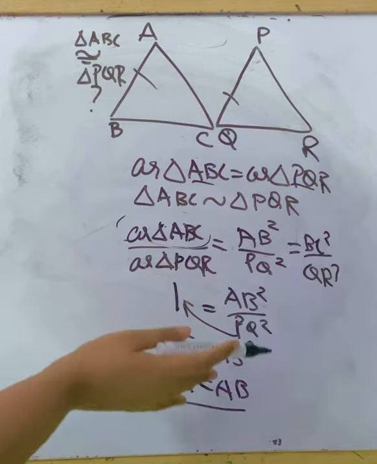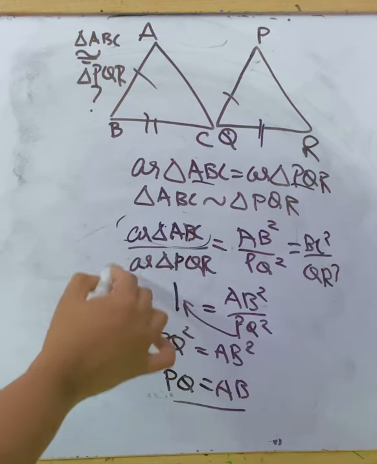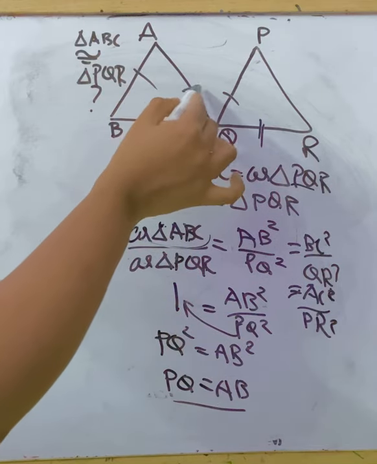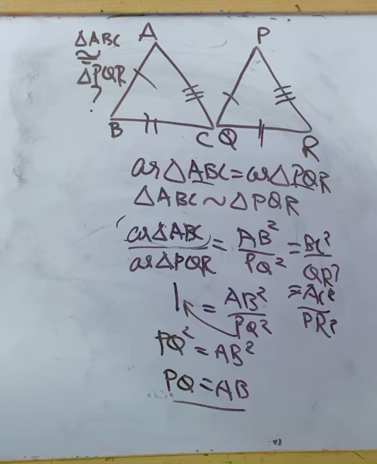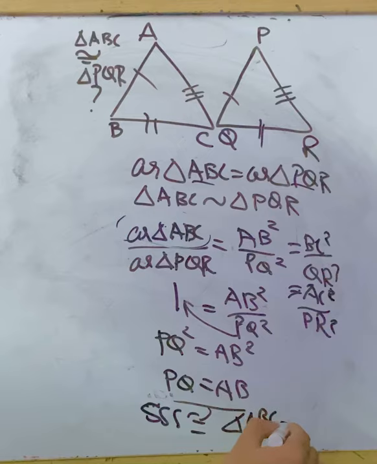Then we have one more side ratio squared. While taking the area of similar triangles, we can write AC square by PR square. Again, proceeding with similar steps, we can say AC equals PR. Now in these two triangles, we got three sides equal. So according to SSS congruency, triangle ABC is congruent to triangle PQR.